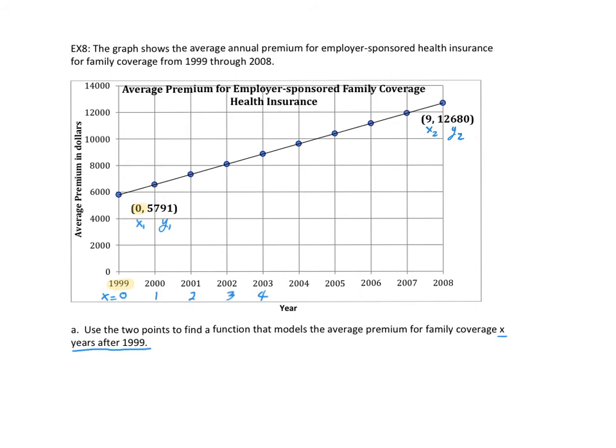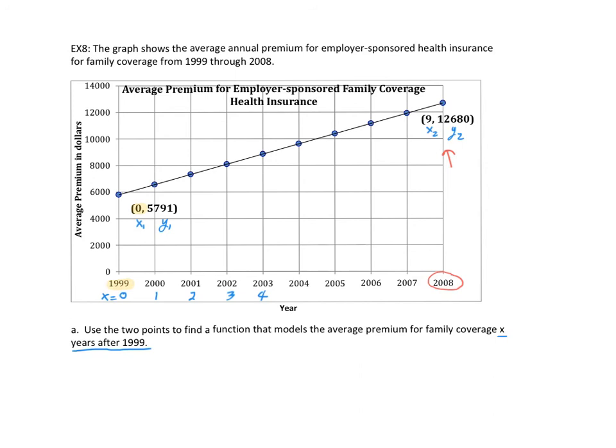So let's look at the ending value here on this table. X is 9, so that's 9 years after 1999. That would represent the year 2008. In the year 2008, yearly family coverage for one employee was $12,680. So it's risen quite a bit. Now, if you were to look up the national costs for family coverage now, it should be pretty high.